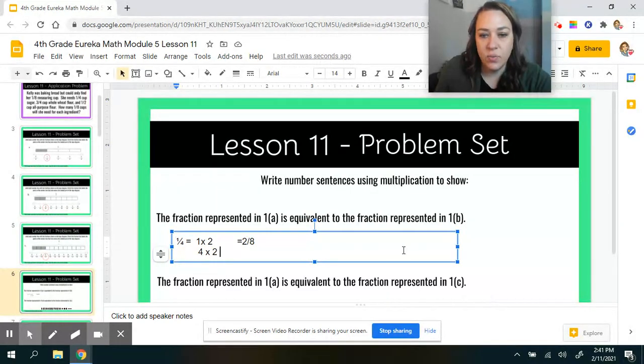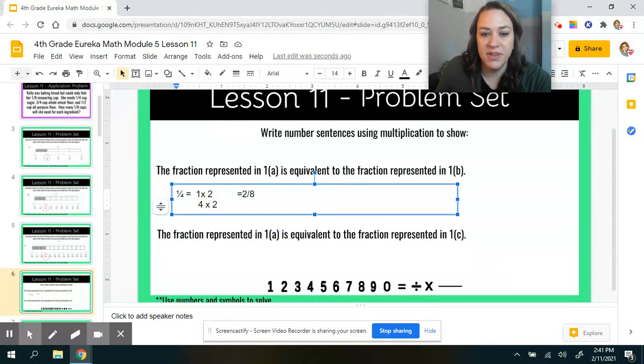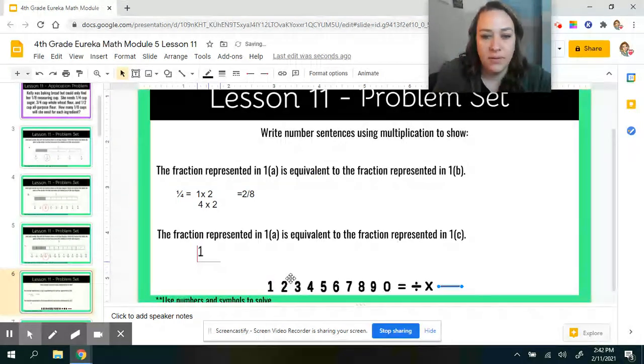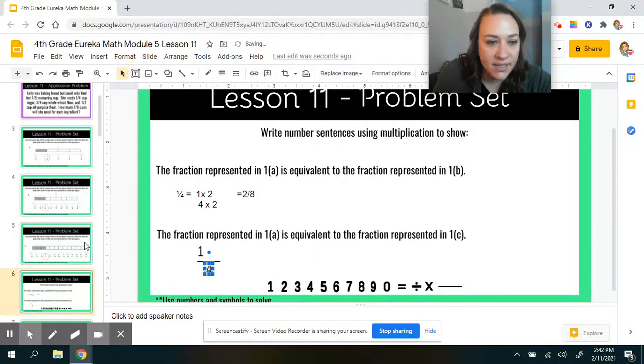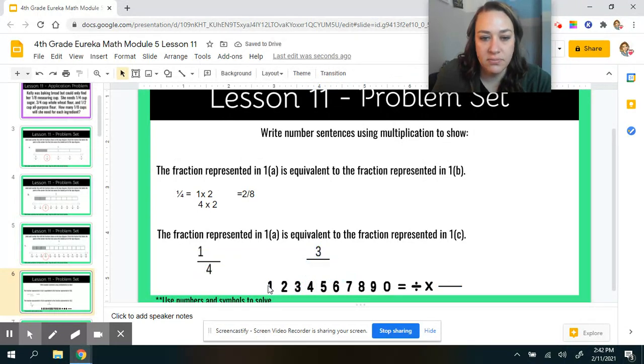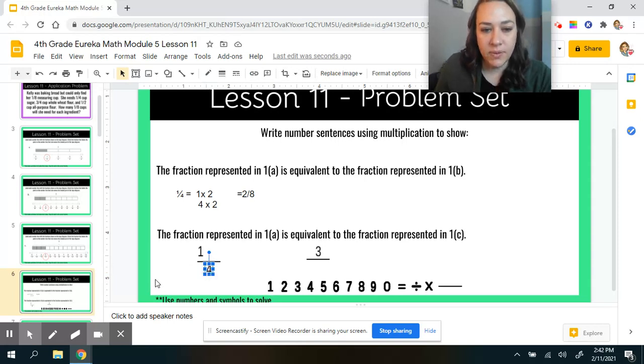1a and 1c. So 1a, we still had, oh, there's the numbers down there. Guess if I just scroll down, I could show you. That's okay. Typing is a little bit easier than clicking and dragging. So 1a, we had 1/4. And 1c, we had 3/12. So how can we show that that is equivalent using multiplication? So if we think of multiplication, 4 times what gets me 12, 1 times what gets me 3, whatever we do to the bottom, we're going to have to do to the top.